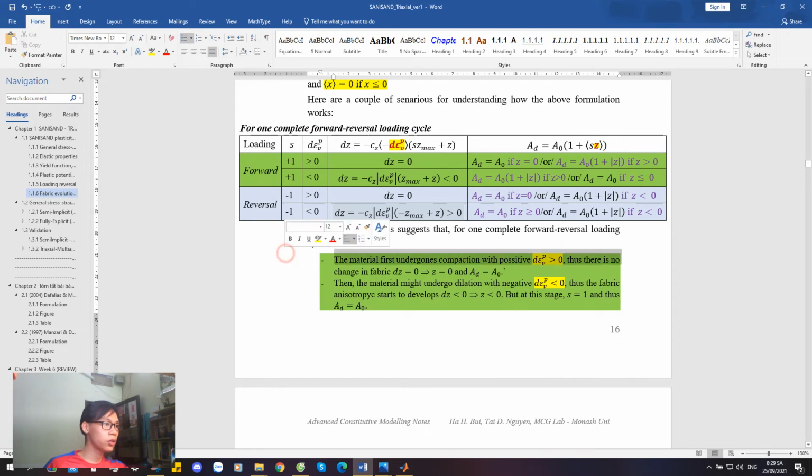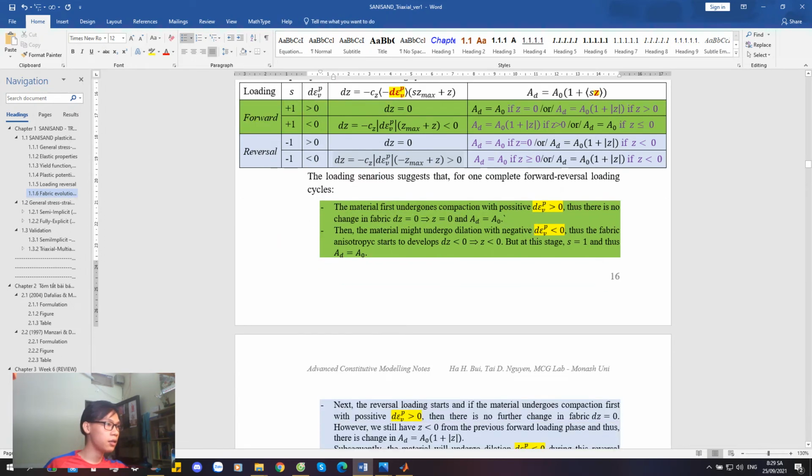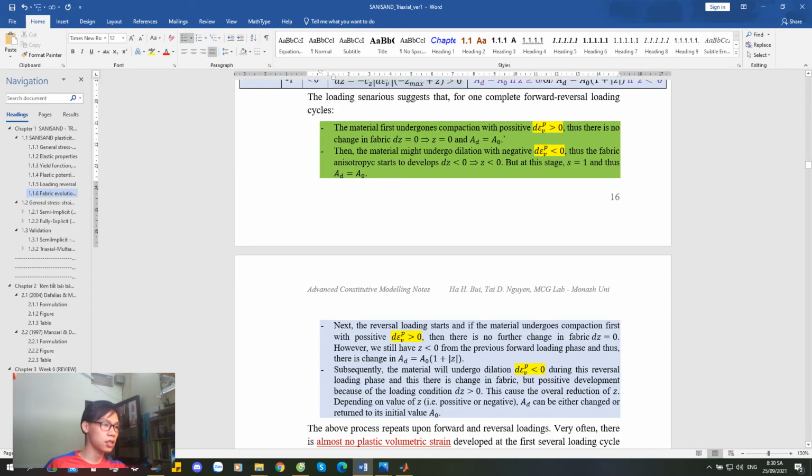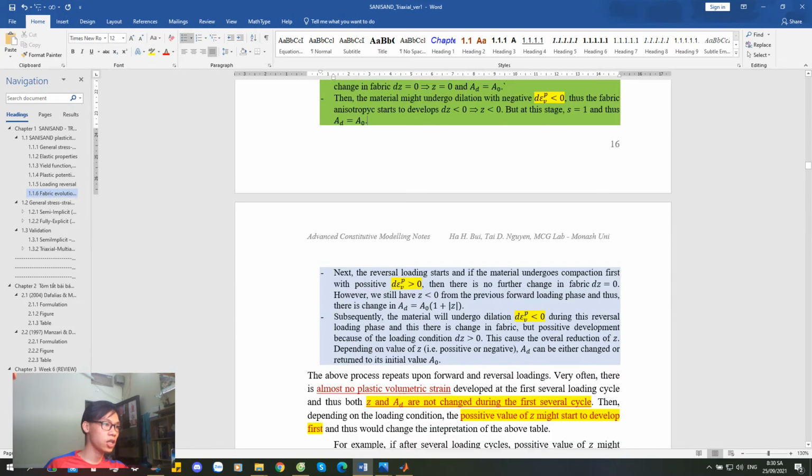It's from my professor, it just really looks like the same. I just explained you the nine stages. This includes all of them, okay? Just focus on this one where epsilon VP is positive and this one where it is negative. It means compaction and dilation.